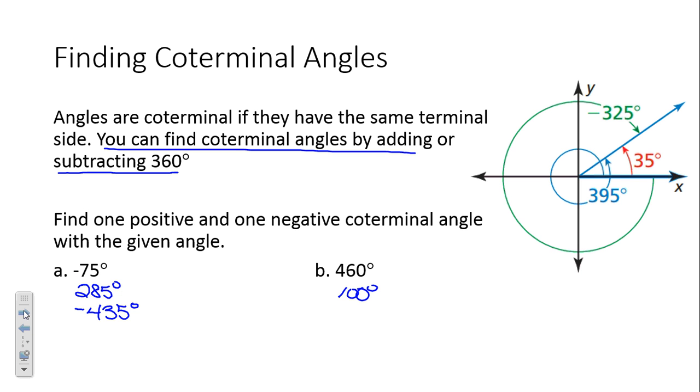Take away 360 because it was already bigger than 360. Now take away 360 again, and what do we get? Negative 260. If someone had taken 720 away from it, we'd have an even smaller negative number. And that's okay too, as long as they're full revolutions. Everybody good with these? Okay.